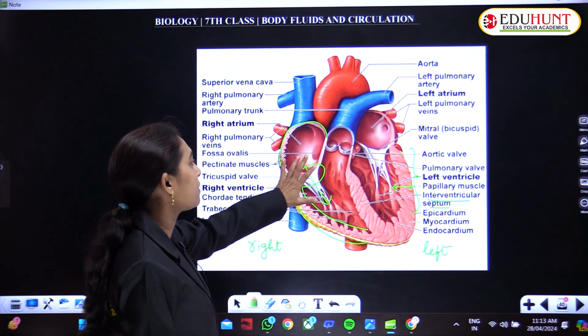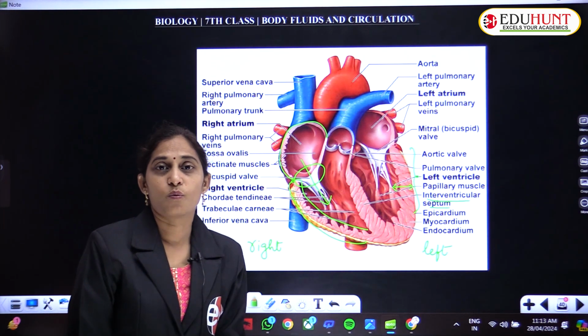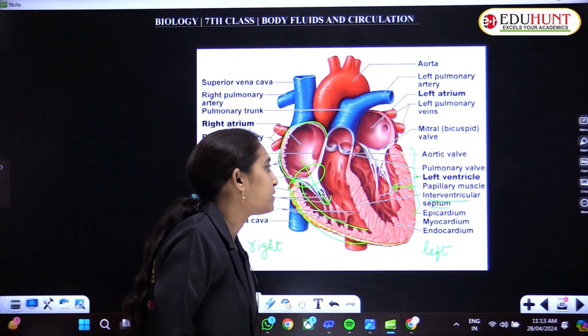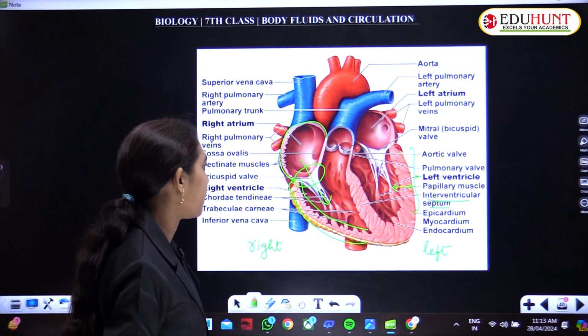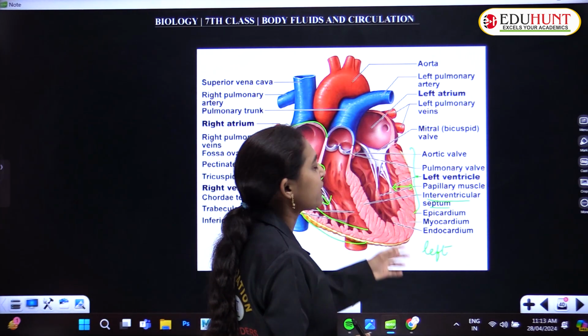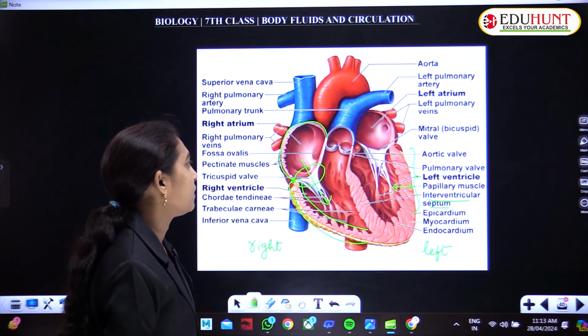The smallest ones are the auricles and the largest one is the ventricle. The left ventricle is the largest chamber among the 4 chambers of the heart, and in thickness also it is the thickest chamber among the 4.